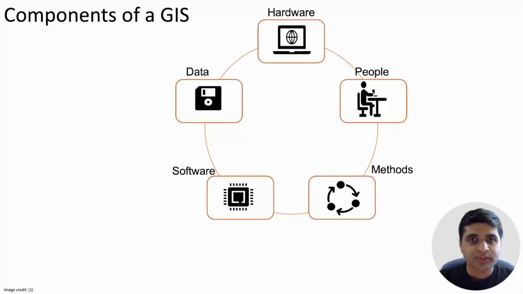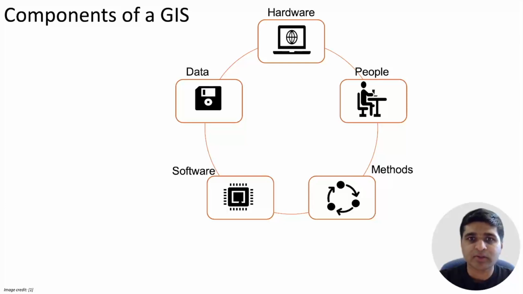A geographic information system or GIS is made of several key parts that work together to handle and understand location-based information. The first part is hardware, which means the computer or servers where GIS runs, from personal desktop to powerful systems used by many people at once.